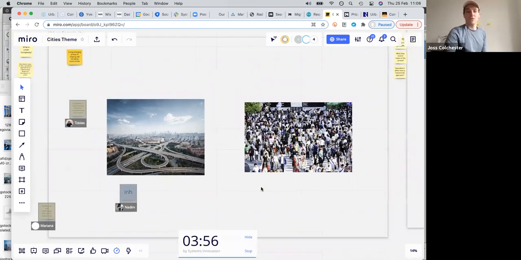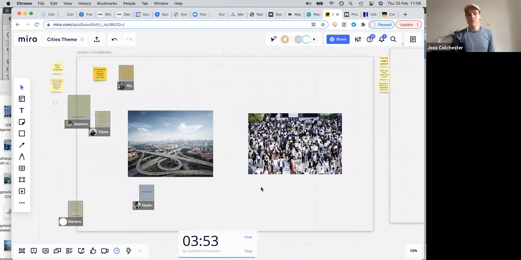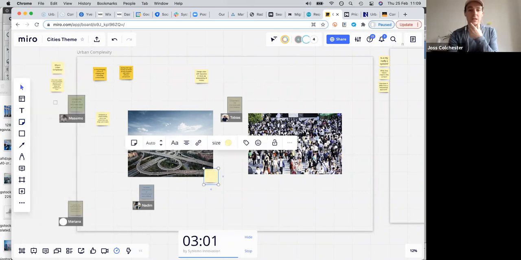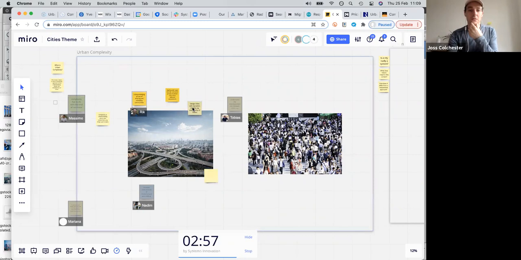Any questions? Happy to answer them. If you need help with Miro, let me know. We're just working on the first board here. Either one of these two images, you can put your response to. We could just place the stickies on the edge of the image so as to get them around the image, not too spread out, please. Like this, yep.